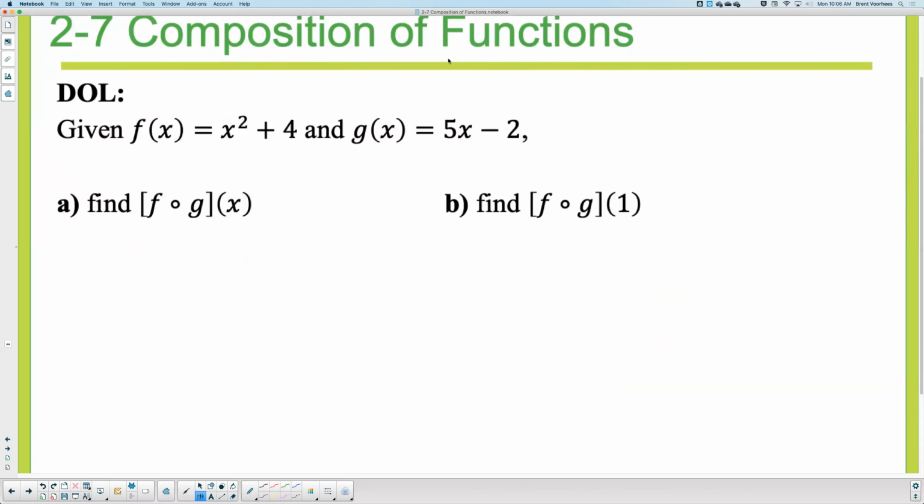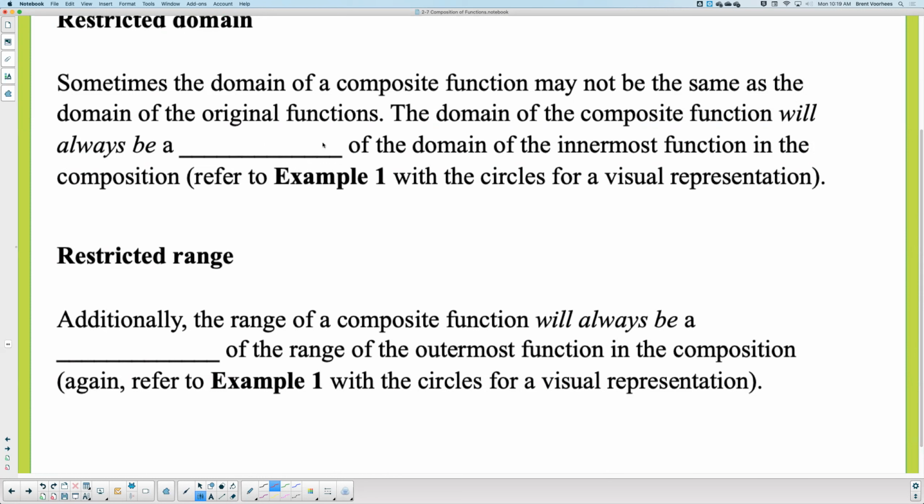Now let's talk about restricting the domain. Sometimes the domain of a composite function may not be the same as the domain of the original functions. The domain of the composite function will always be a something of the domain of the innermost function in the composition. It's always a what? Subset. Put the word subset here. It's always a subset, which means it might not be the same, but it'll be taken from the innermost function.